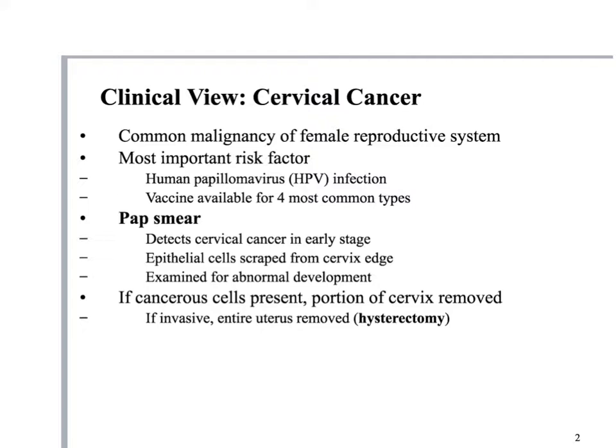If it goes undetected or untreated, it spreads through the uterus and becomes invasive. The entire uterus can be removed, a hysterectomy, if that is present. Questions on cervical cancer?